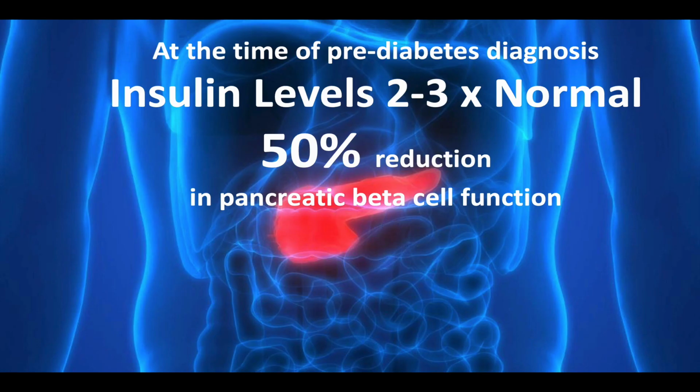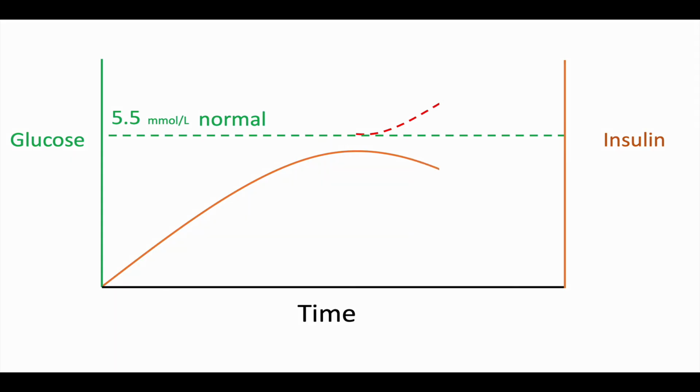By the time we have a prediabetes diagnosis, insulin levels are 2 to 3 times normal. And there's a 50% reduction in pancreatic beta cell function. So half of the pancreatic beta cells are working double time, the other half are not working properly. And so we've got real dysfunction at the pancreas. But now we're starting to flatten out in terms of our ability to produce more insulin.